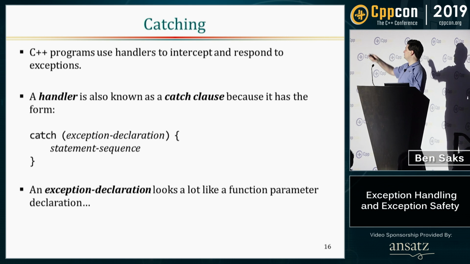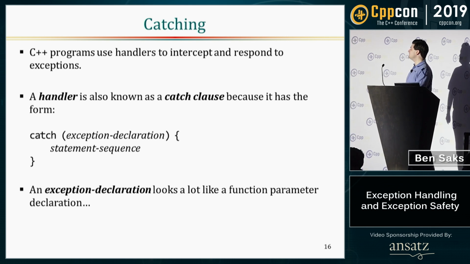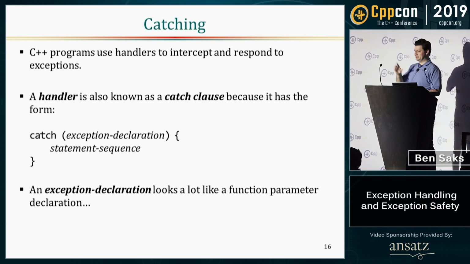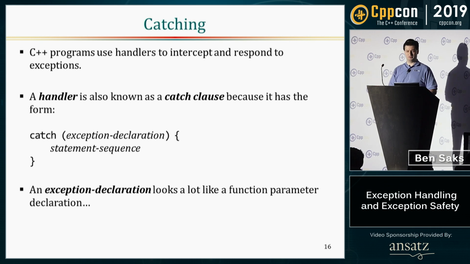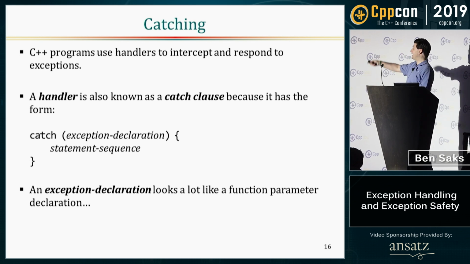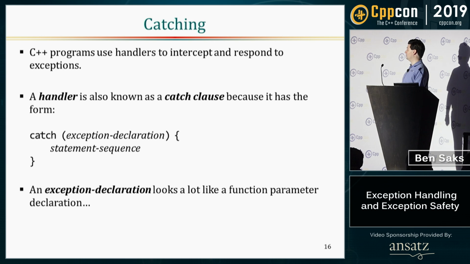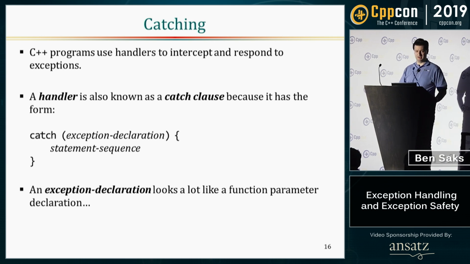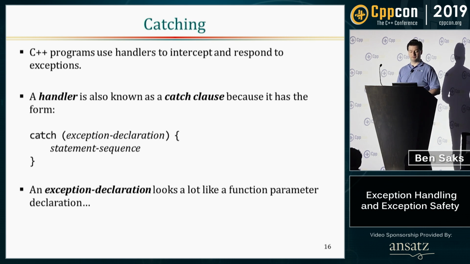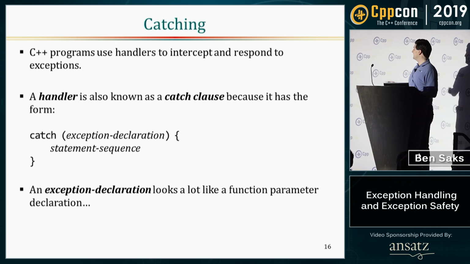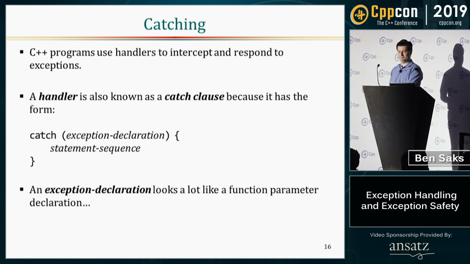The catch clause looks like this. We have an exception declaration. That's the thing that states what kind of exception we're trying to handle here. And then we have just a block of code, a sequence of statements that can be any code we want that responds to the error condition in whatever way is appropriate. That exception declaration looks pretty much like a function parameter.